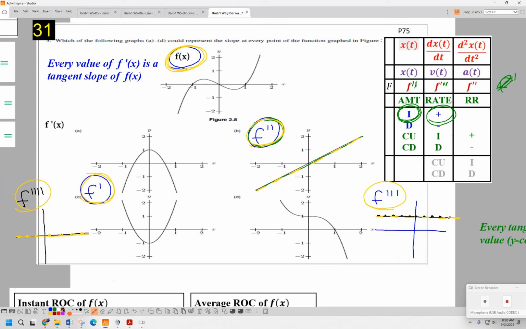F to the 5th prime, quintuple, I guess it's quintuple, I don't know, would also be the same thing. So from this moment on, every subsequent f, to the 5th prime, to the 6th prime, to the 7th prime, forever, is just this. And that's true of polynomials. They will always eventually become just a flat line. But it's not true of every function we study, just polynomials.